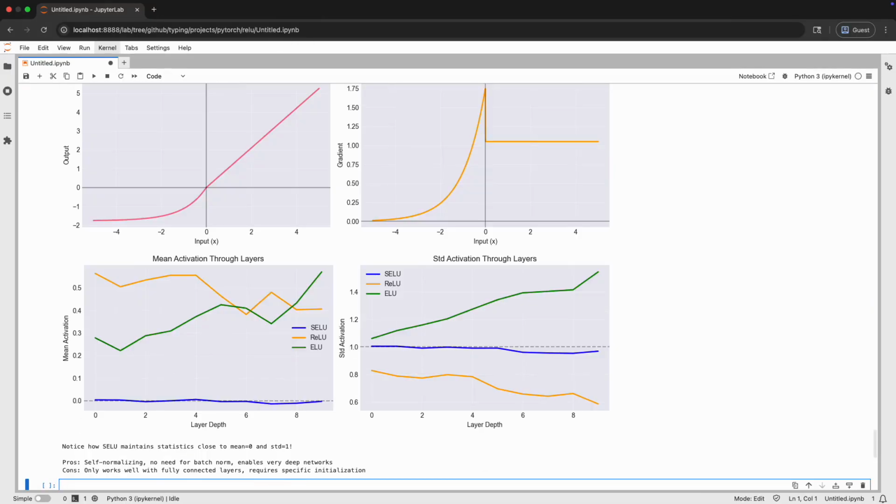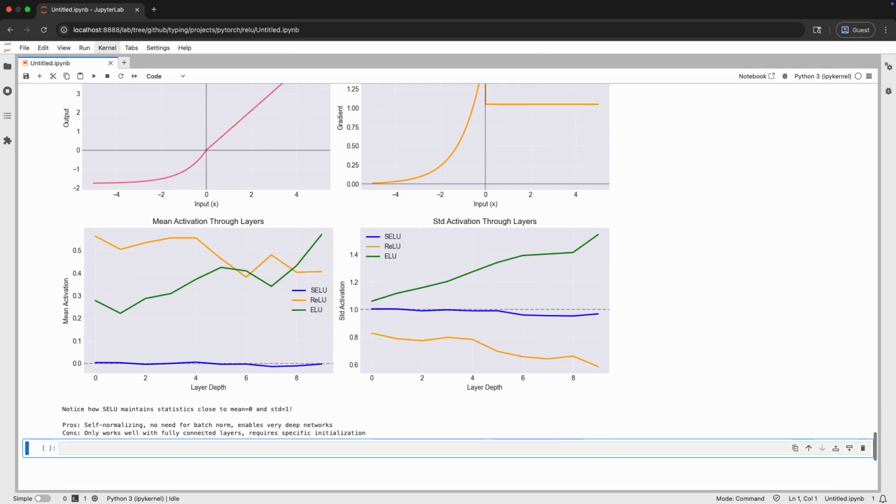The plots beautifully demonstrate SELU's self-normalizing property. While ReLU and ELU show degrading statistics through layers, SELU maintains mean close to zero and standard deviation close to 1 throughout the network depth. This remarkable property enables training of very deep, fully connected networks without batch normalization. However, it requires specific weight initialization and works best with fully connected layers rather than convolutional layers.